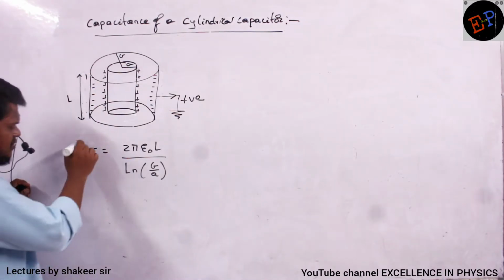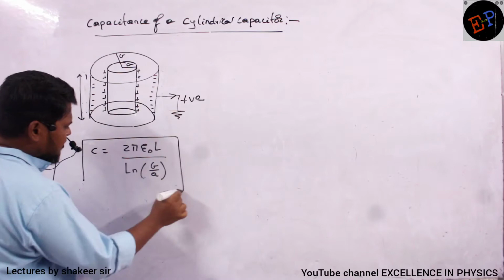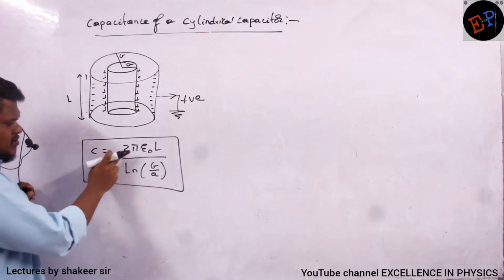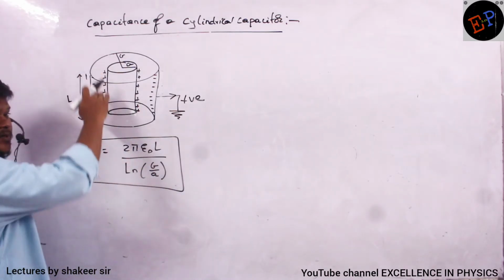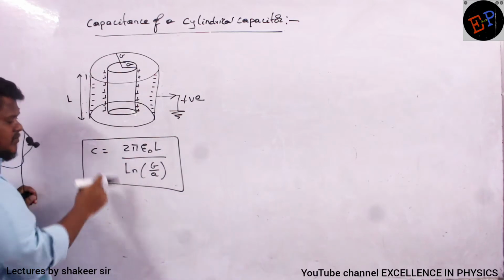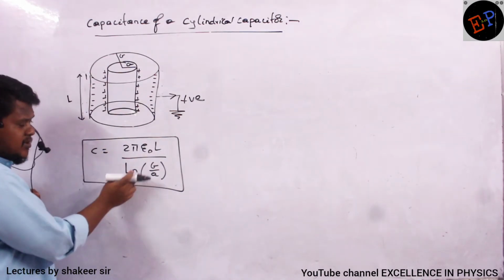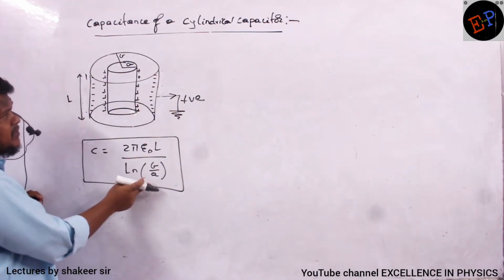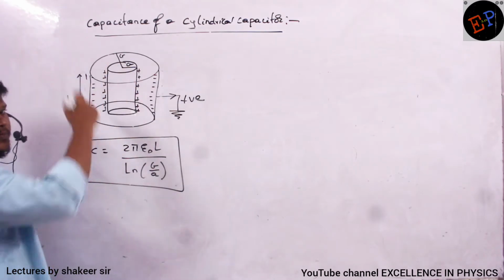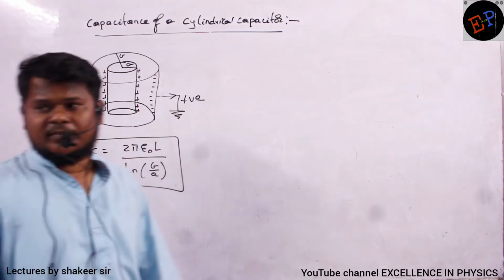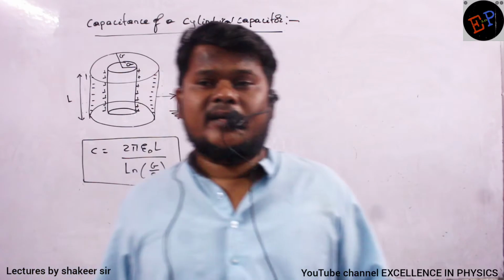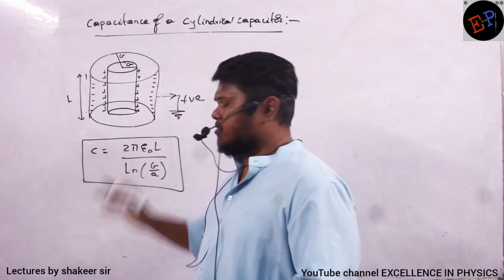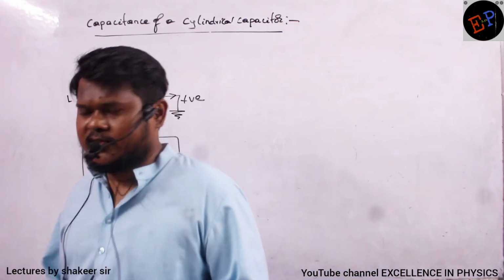And the capacitance of this capacitor is given by this relation. C is equal to 2 pi epsilon naught L divided by the natural logarithm of B by A. L means the length of the cylinder. What is meant by B here? B is called the bigger radius, that is the radius of the bigger cylinder. And A is the radius of the smaller cylinder. So this is the equation. Are you able to understand?